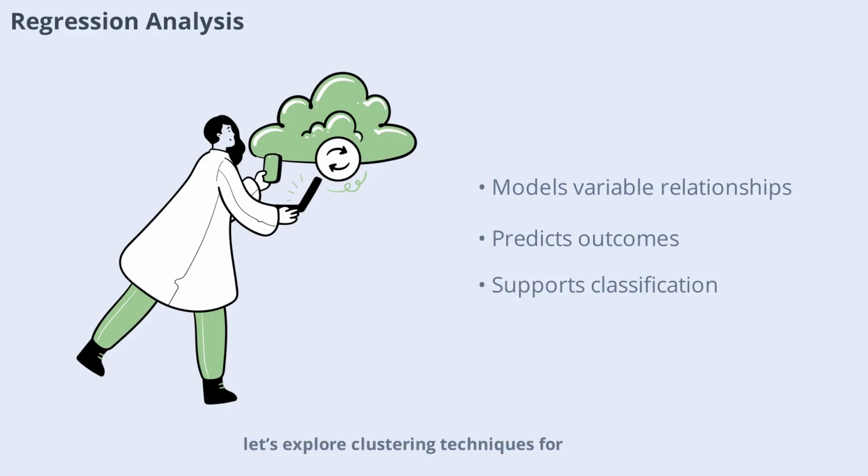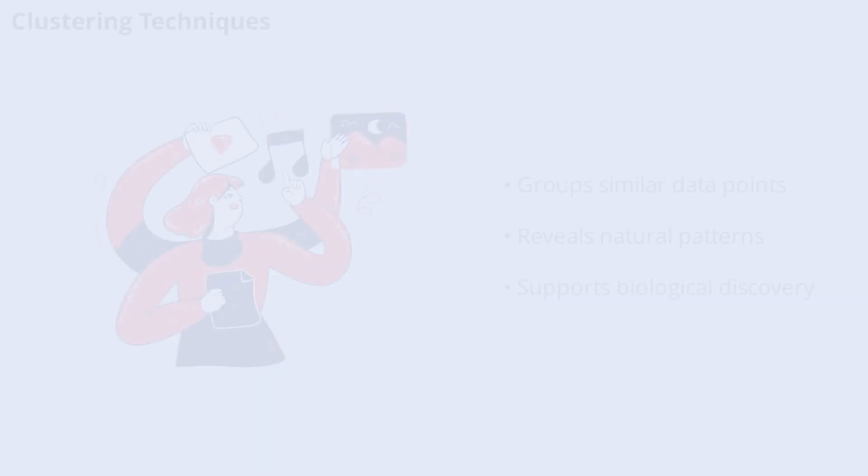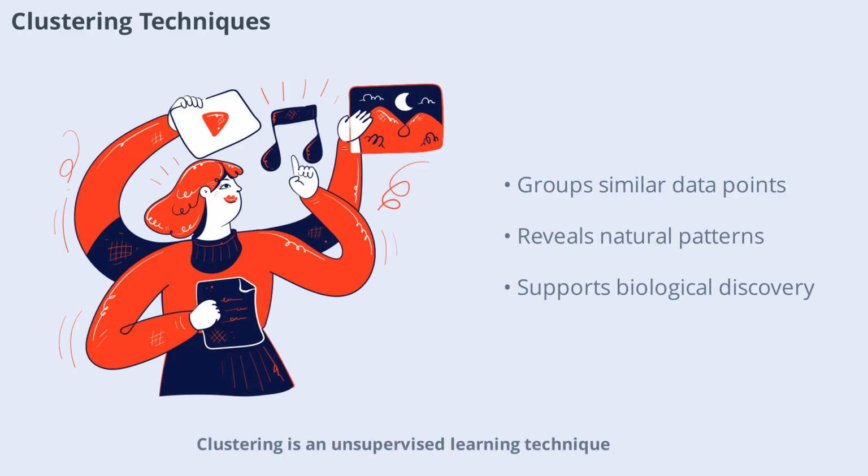Now, let's explore clustering techniques for discovering patterns in complex datasets. Clustering is an unsupervised learning technique that groups similar data points together. In biology, clustering is widely used to identify gene expression patterns, classify cell types, or group ecological samples. Popular algorithms include k-means, hierarchical clustering, and DBSCAN.